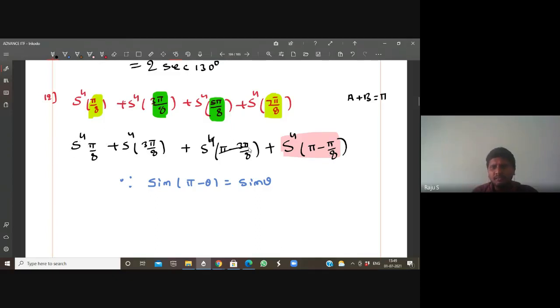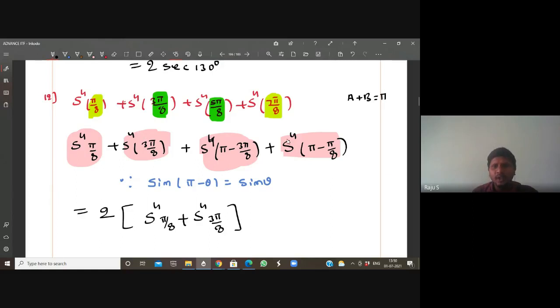Then what about this value, pi minus 3 pi by 8? Shall I write sine power 4 3 pi by 8 again? Yes or no? So sine power 4 3 pi by 8 twice, and sine power 4 pi by 8 here, so it will repeat. It can be written as 2 times sine power 4 pi by 8 plus sine power 4 3 pi by 8, where I'm taking 2 common.